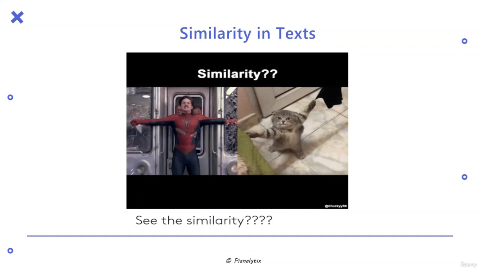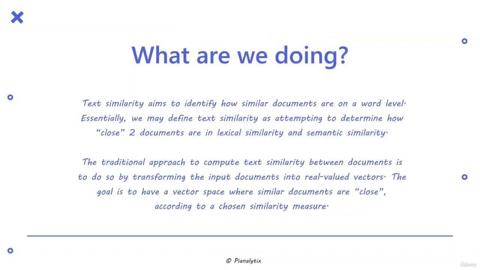So let's first understand what we are going to do, or what it is that we are actually working on. Text similarity aims to identify how similar documents are on a word level. Essentially, we may define text similarity as attempting to determine how close two documents are in a lexical similarity and semantic similarity manner.